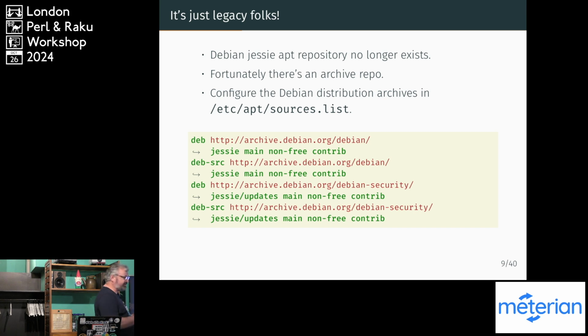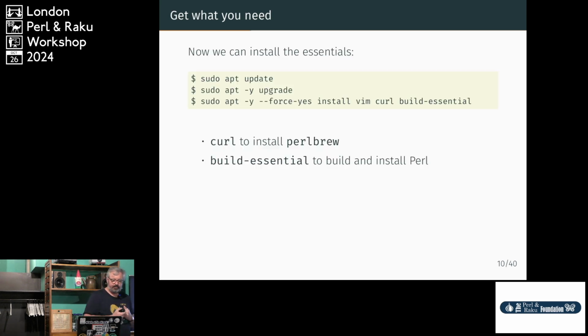So the reason is that because Debian Jessie is really old, there's no official repository for it anymore. There is an archive repository for it, which means that once you update the sources.list file for that, everything just works again. So you can do apt update, apt upgrade, and then install the tools that you need. For example, here I needed curl in order to install Perl brew and the build-essential package so that you've got make and the C compiler, etc., to be able to install Perl.